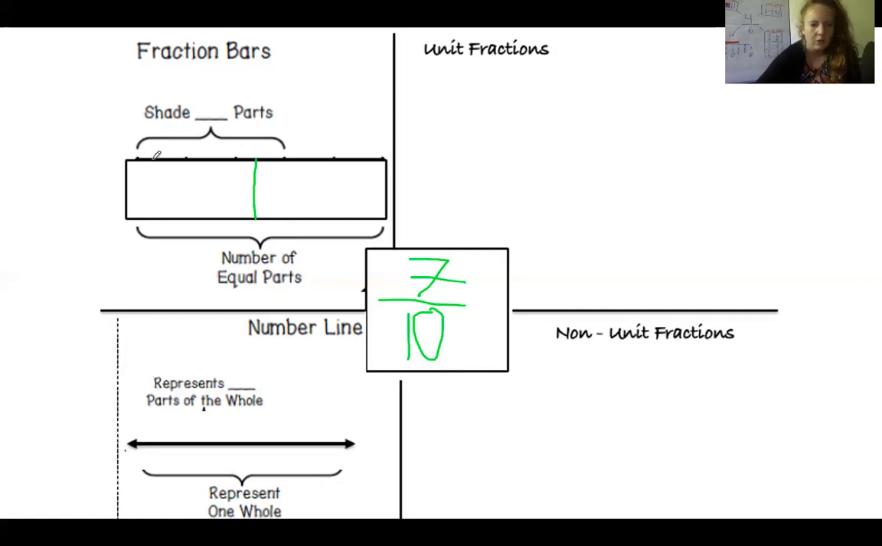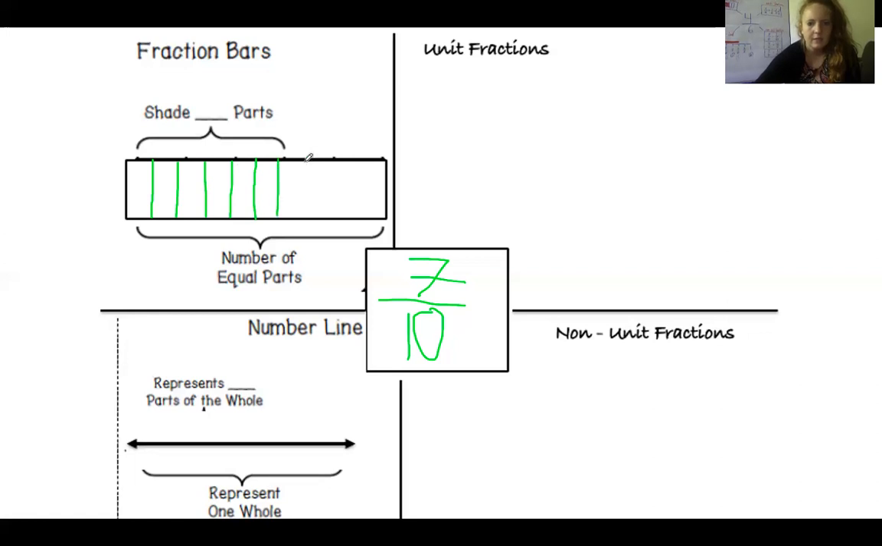So let's do 1, 2, 3, 4, and 5. Again, you don't need to be perfect. This is just a good representation for you. 1, 2, 3, 4, 5, and let's keep going.